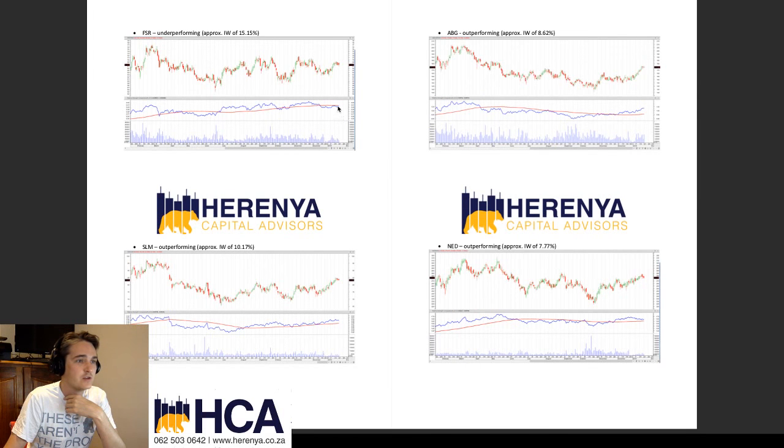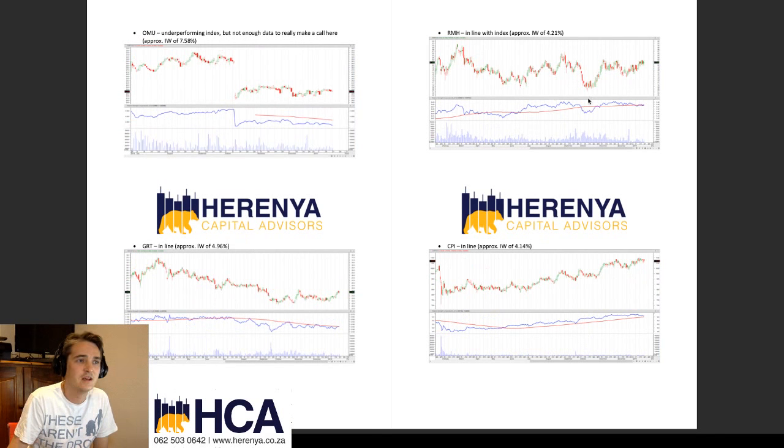And then Firstrand we saw as one of the underperformers. It's been underperforming for some time. It sort of came back in line and is failing and is underperforming a little bit. ABG, African Bank. Absa Group is pumping. It's far outperforming the index, and we saw on Tuesday it ran really hard as well. Sanlam outperforming. Nedbank is still outperforming a little bit. Old Mutual, there's not really enough data. RMH is in line with the index. Growthpoint is underperforming to in line. Capitec is outperforming to in line. Discovery underperforming to in line.